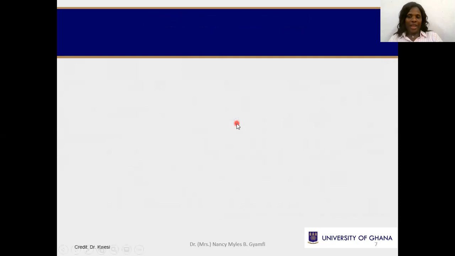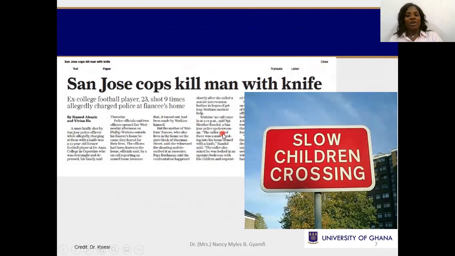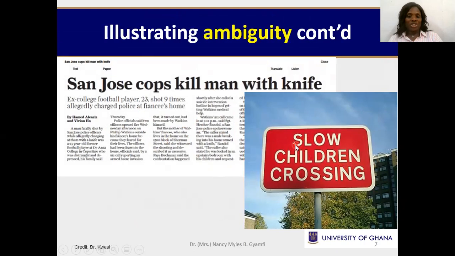Some more examples. San Jose cops kill man with knife. I think that we have seen with, just like the example with angry goat injures farmer with cutlass. Slow children crossing, look at that. Am I saying the children crossing the road are slow, or we are saying you should slow down because children are crossing? You see, at least those two interpretations show you the ambiguity there.